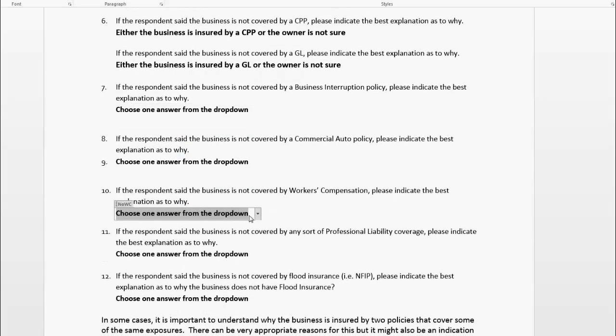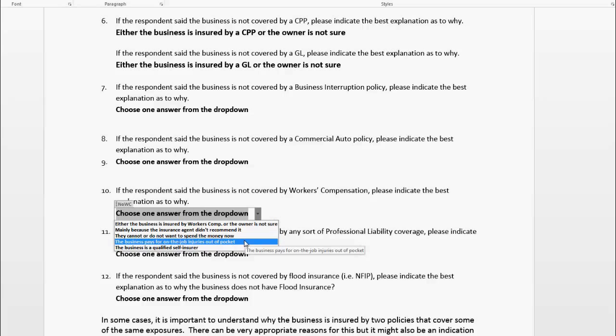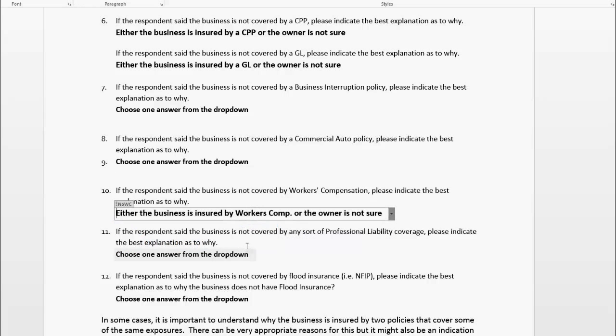But when you get down to, for example, workers' compensation, the possibilities are, okay, yes, either you have it or you're not sure. Mainly because the insurance agent didn't recommend it, that's the same. Just don't want to spend the money. Or the business pays for on-the-job injuries out of pocket, which is really not allowed, but the business is a qualified self-insurer, which is allowed, but would be highly unlikely for a small business. Let's just say I have the insurance. The rest of these are pretty similar.